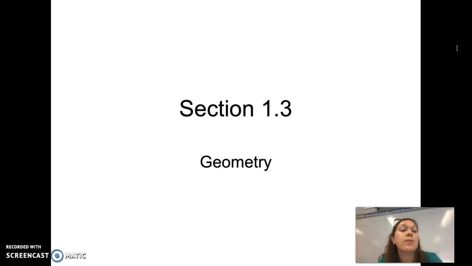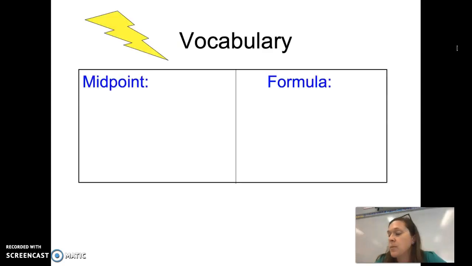Let's get started. So last section we talked about segment addition, where we can have one length of a segment plus another length to equal the whole. And then we added some algebra into the mix there for those of you who have been missing algebra in your lives. So now today we're going to get into two specific things that can happen with line segments. And the first is a midpoint.